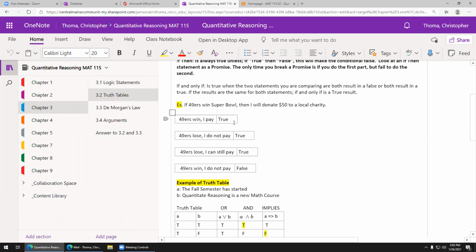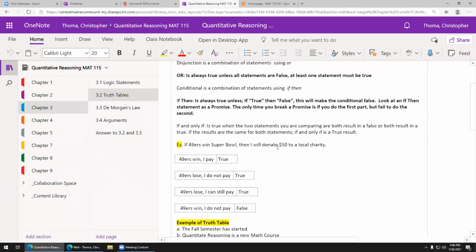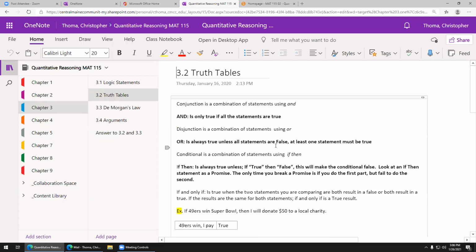49ers win, I pay you, then I did what I was supposed to. That's true. 49ers lose, I don't have to pay you, so that is still true. The 49ers lose, I can still pay you out of the kindness of my heart. I don't have to, but I can, so that is still true. 49ers win and I do not pay you, now I am a jerk, and this is where you break the promise. You said you were going to do something, the statement happened and you went back on it. So this is the only time an if statement becomes false. These are basically rules to help you create your truth table.